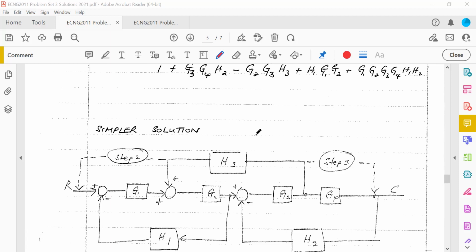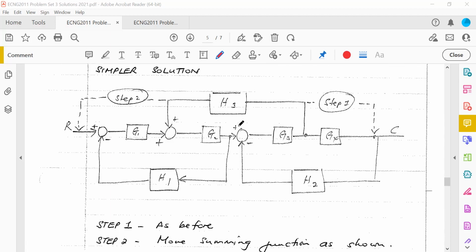Did anybody try and have another approach? Or is there anything about the moving of the blocks here that you don't understand? For instance, I cannot interchange these things. All right. Okay. I can't swap those two things.